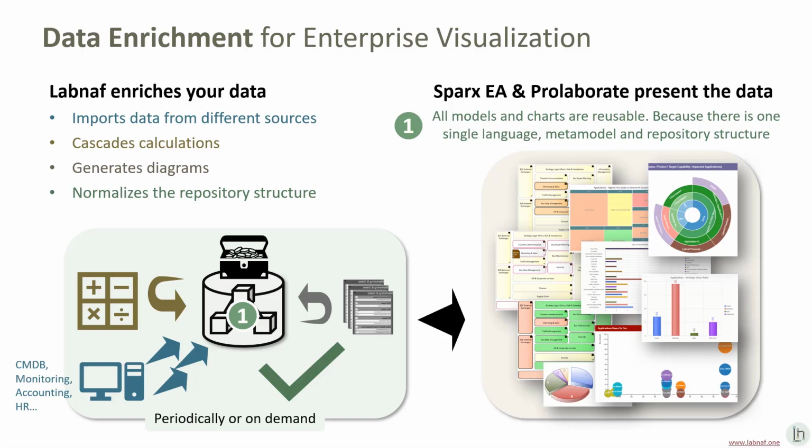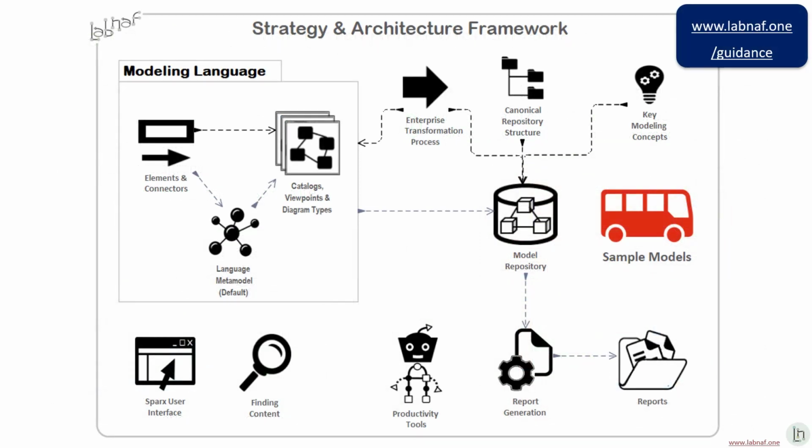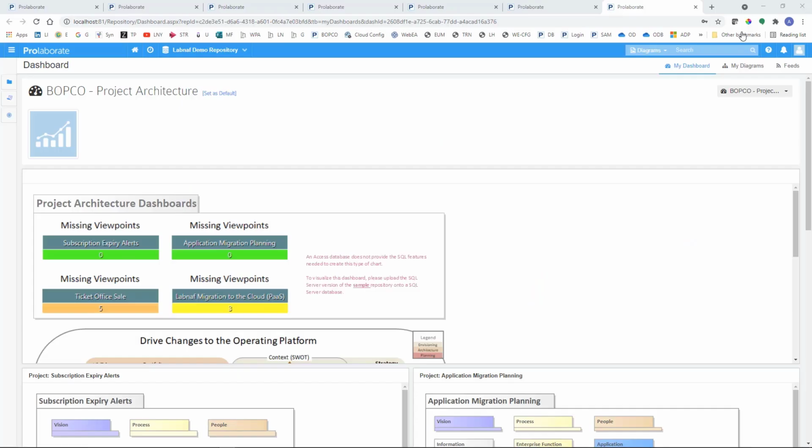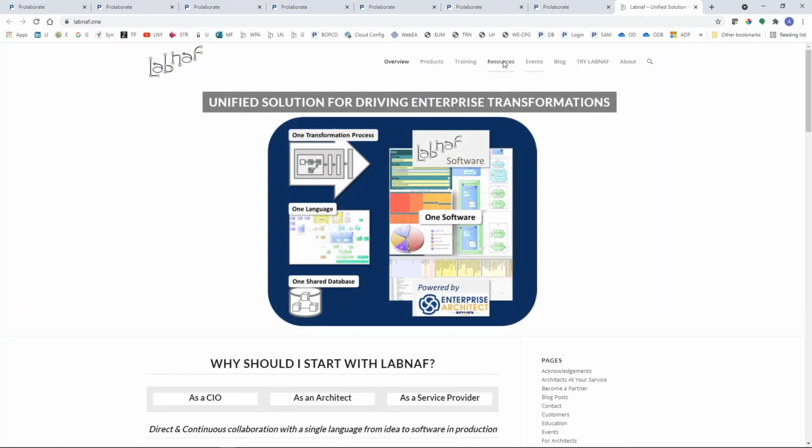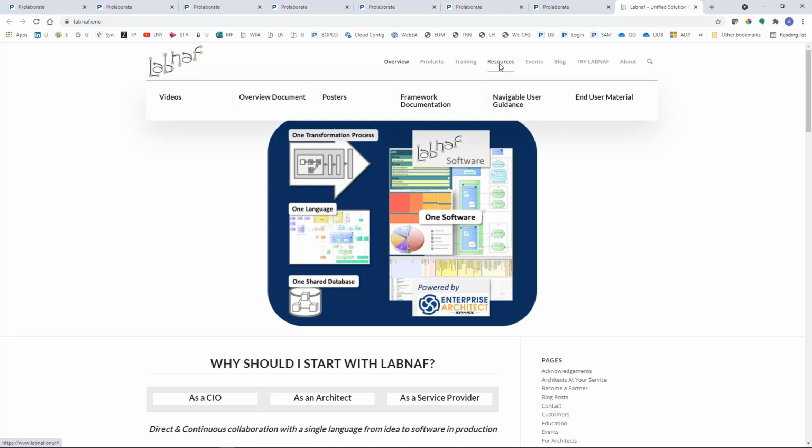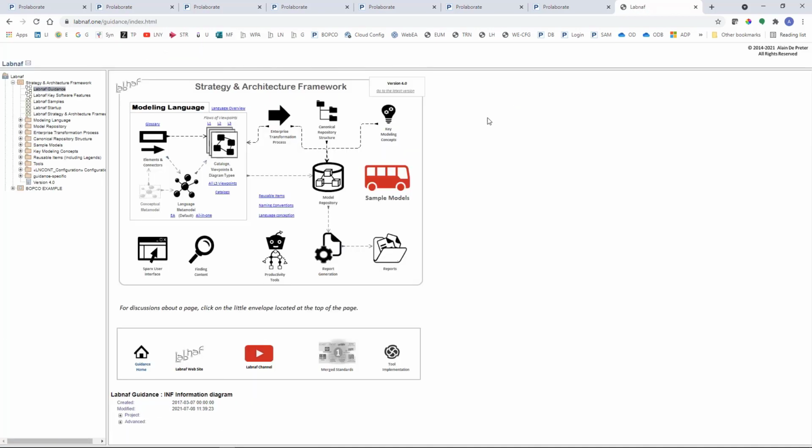Let's now have a quick look at the Labnaf guidance website. To get to this website, we need to go first to the main website, the labnaf.1 website. And inside this website, we see the resource menu. Inside there is a navigable user guidance option. I click on it and I'm now in the end user guidance website, which is, as you can see, generated from a Sparks repository with Labnaf content, of course.